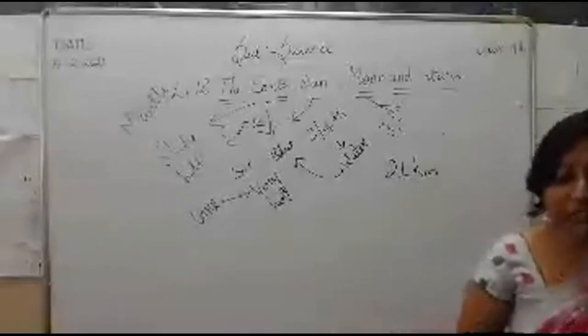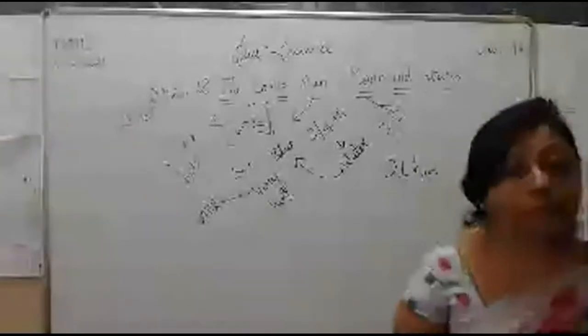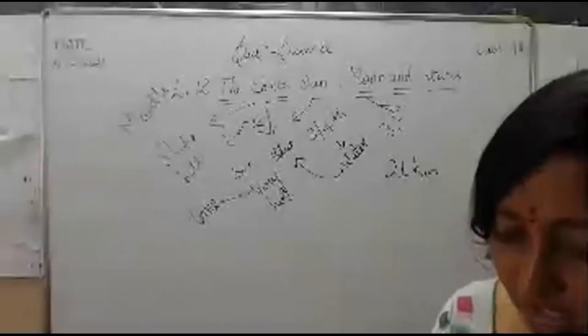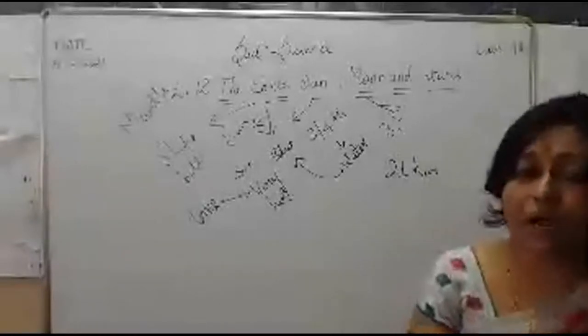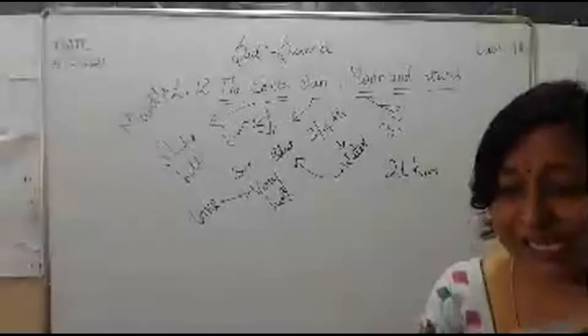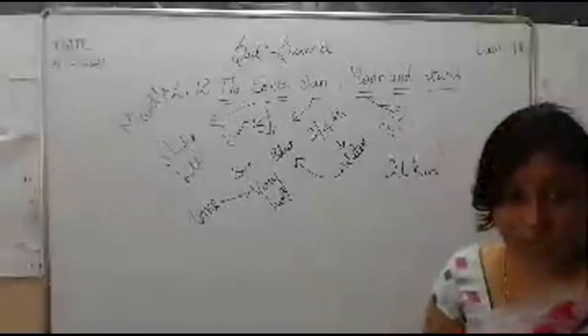In addition to the purpose of telecommunications. Here, again, I'll read out: the moon is called a natural satellite. Recall that the moon is a natural satellite of the earth. A satellite is an object which revolves around the planet in a fixed orbit.